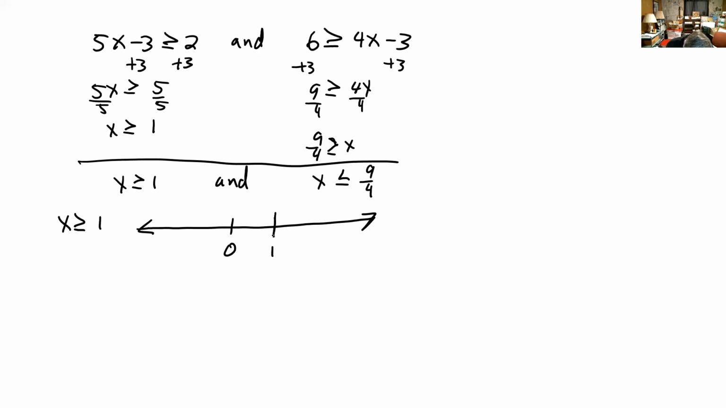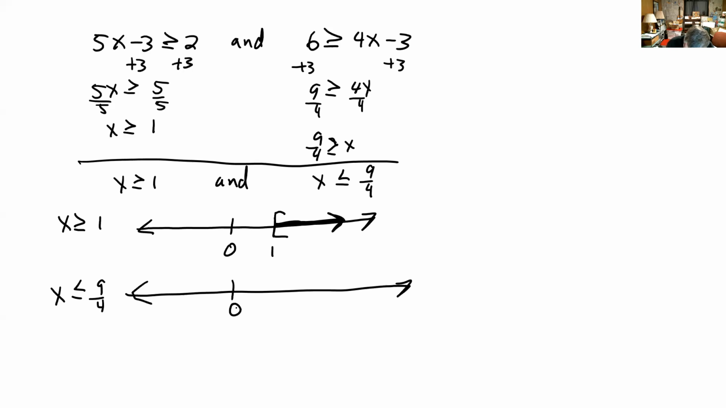x is greater than or equal to 1, bracket at 1, arrow going to the right. x is less than or equal to 9/4. Let's see, 9/4 is what? 2 1/4, so that's over here somewhere. Less than or equal to, okay.